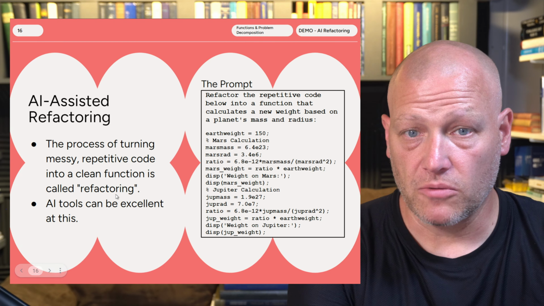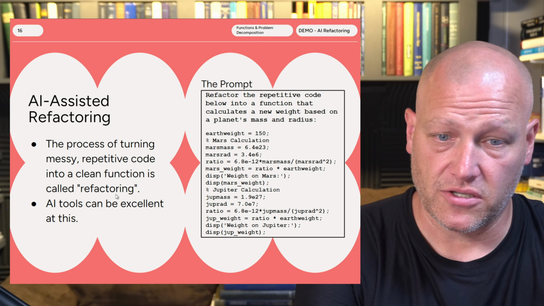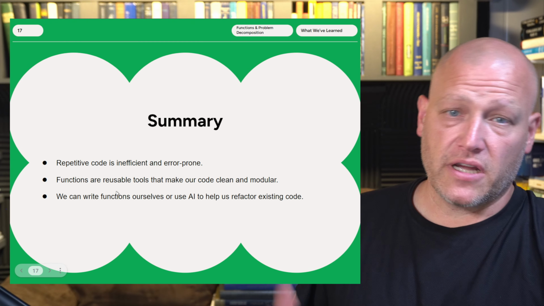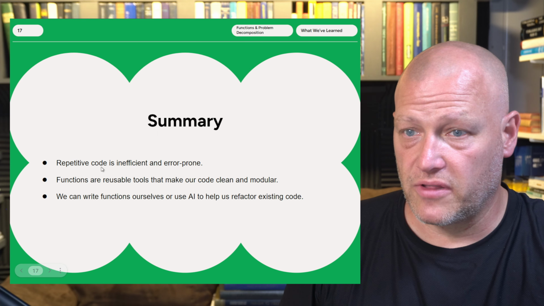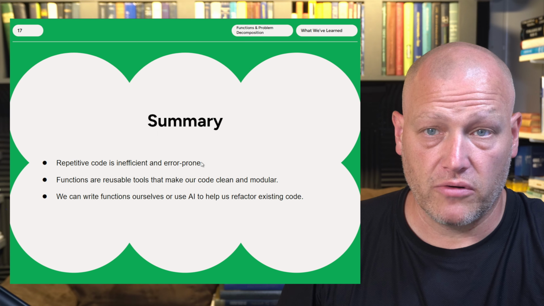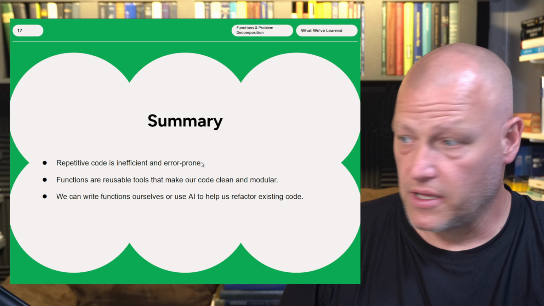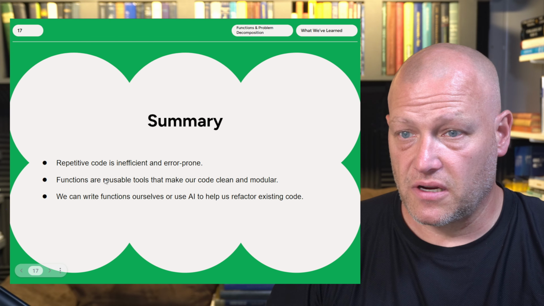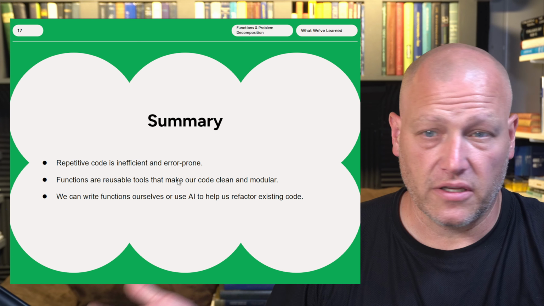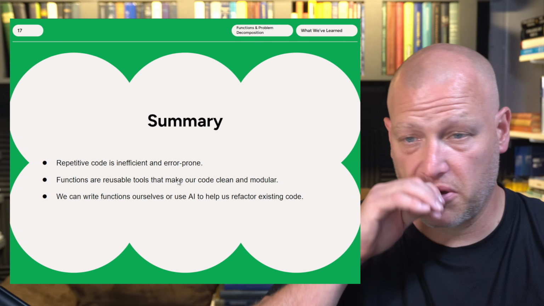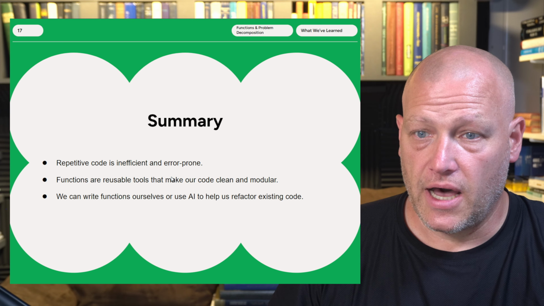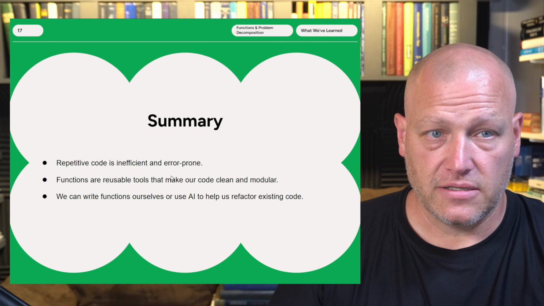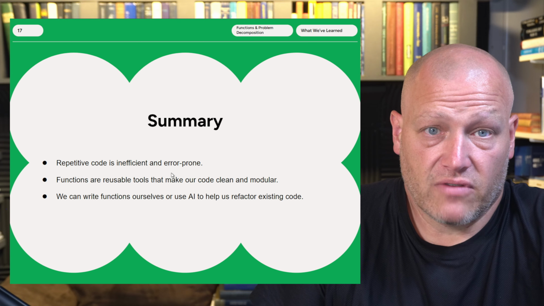Okay. So in the case of what we just did, all we did is show how it can be used for refactoring code and removing repetition. So to summarize everything we talked about, we showed that repetitive code is inefficient and error prone. It's not something that you want to do. It's something that you want to encapsulate away into a function definition. These functions are essentially the reusable tools that make our code cleaner and more modular, broken up into pieces that you can reuse. And we can write these functions ourselves, or we can use AI to help us. And moving forward, that's what I'm going to advocate.